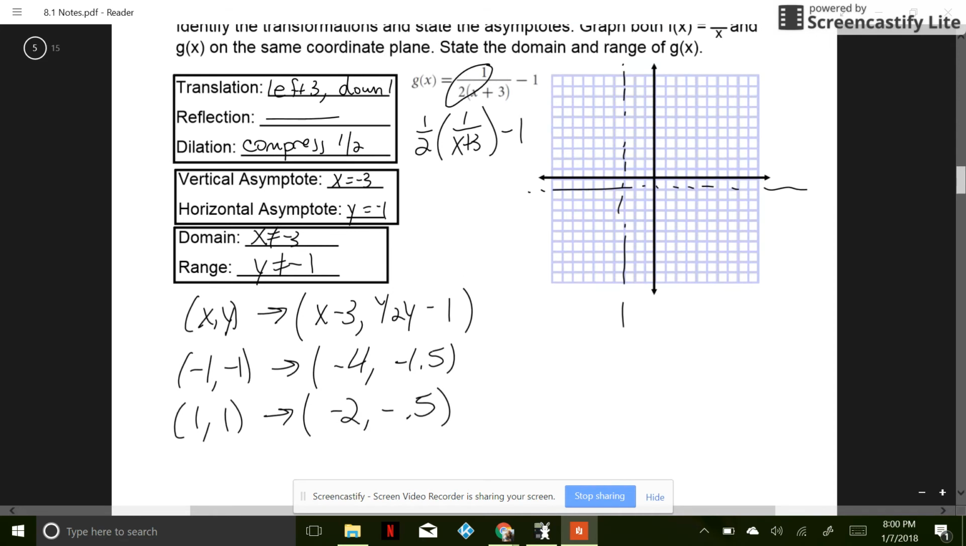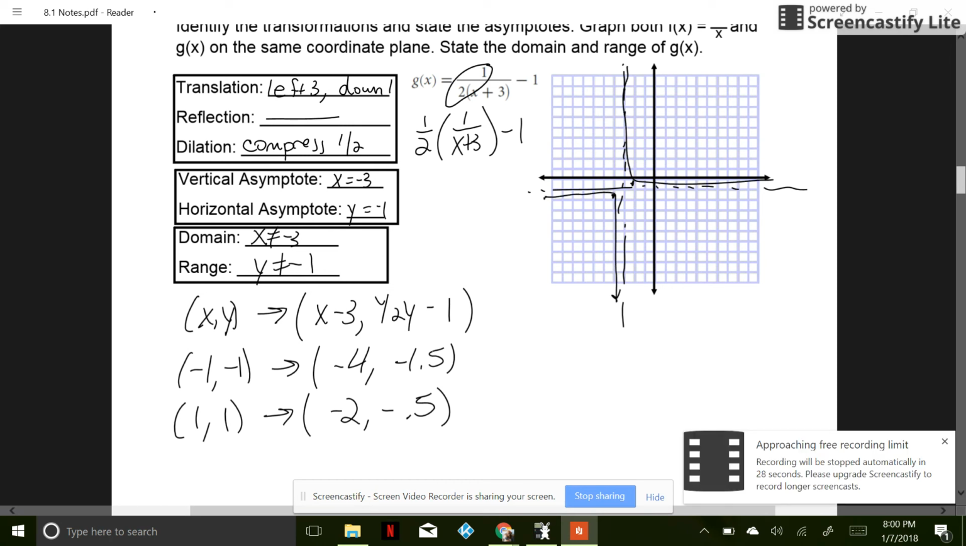So we can graph those points. -4, 1, 2, 3, 4, -1.5. So that's about there. -2, -1/2, about there. And then we draw the general shape following the guidelines of those asymptotes in our picture.